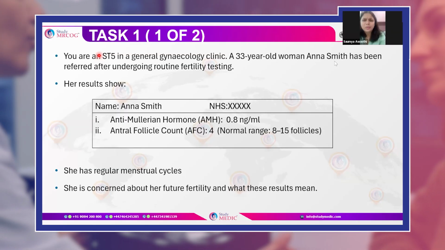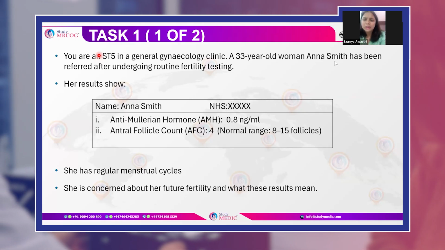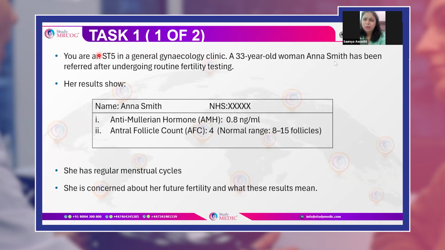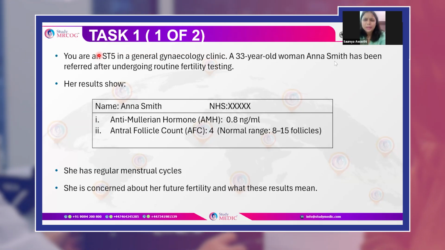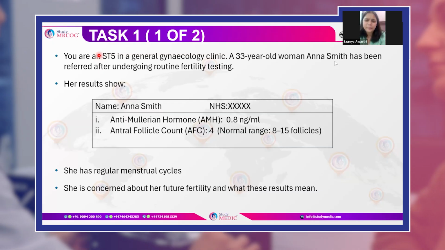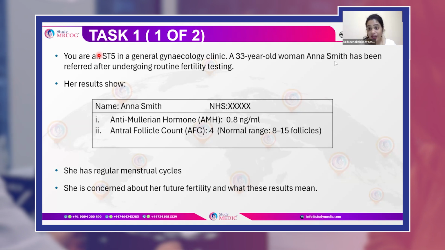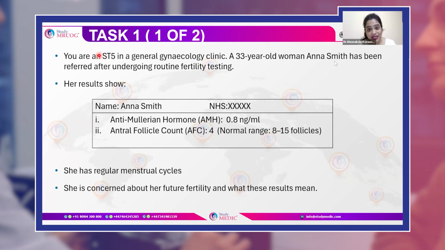Yes, doctor. I just have one more concern: why wasn't it picked up earlier? Because I'm very regular with all my tests and annual health checkups and everything. So why wasn't it picked up earlier? Well, Anna, in your case, it looks like you have no symptoms at all. Your periods have been regular and you're not planning to have any kind of pregnancy, etc.